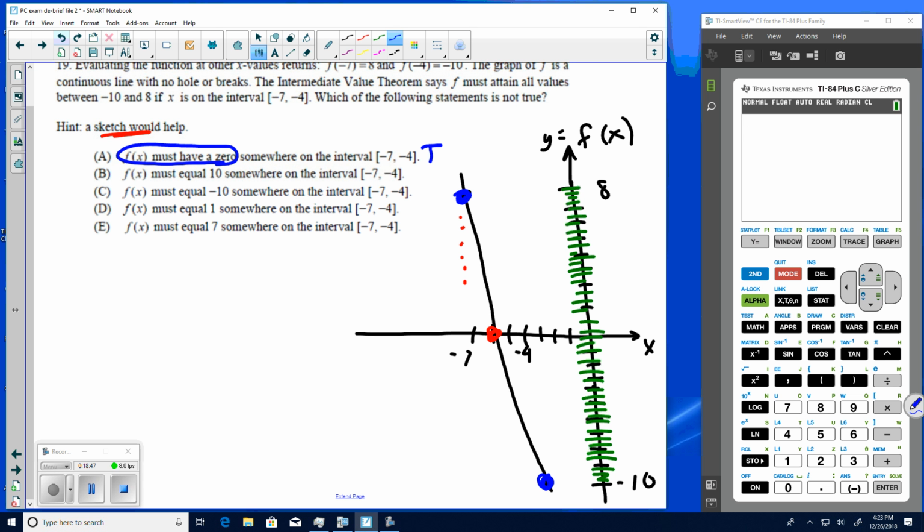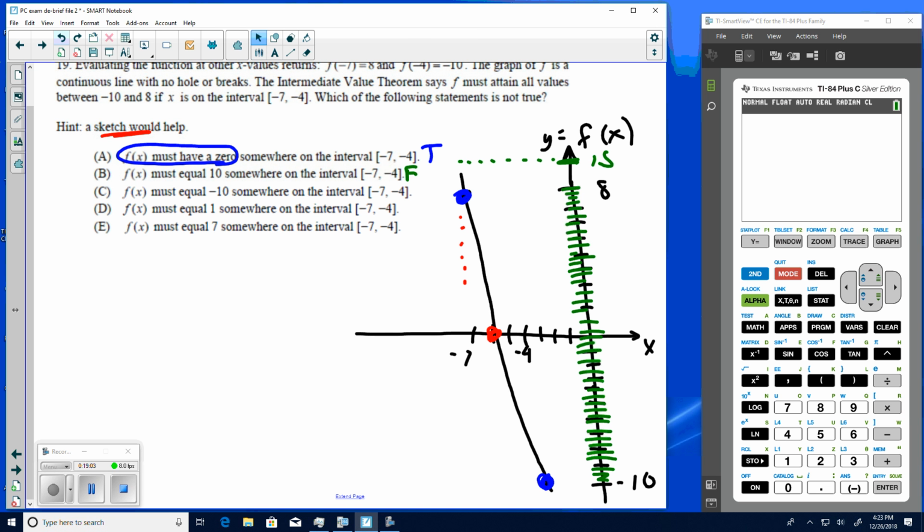How about this one? f of x must equal 10 somewhere in the interval negative 7 to negative 4. Well, 10 is up here, right? 10 is above 8. So do we have to get up that high? No, that's a false statement. In fact, that is going to be the answer to this question.